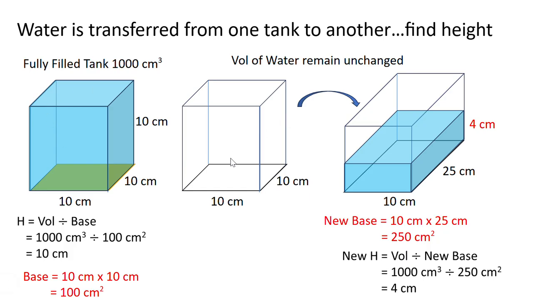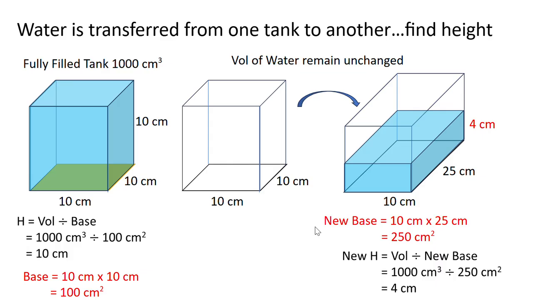Now the question says you empty this whole tank into a new container, and this container is 10 centimeter by 25 centimeter. They didn't tell you the height. They just say that the base is 10 centimeter by 25 centimeter, and they ask you what is the height of the water in this new container, assuming 1000 centimeter cube is poured into here.